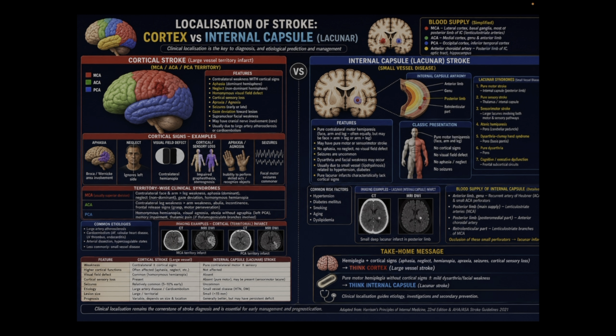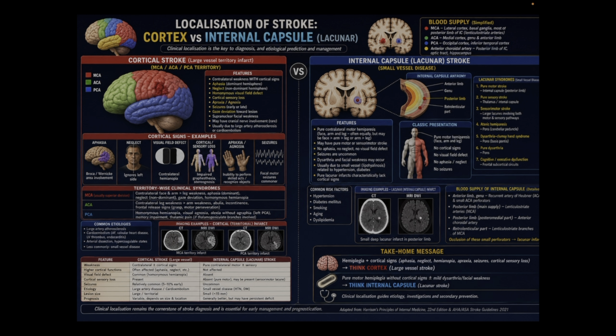Seizures occur in approximately 5 to 10% of acute cortical ischemic strokes and are much less common in lacunar infarction.